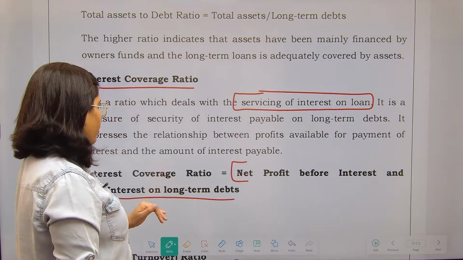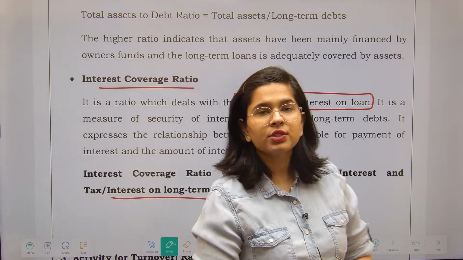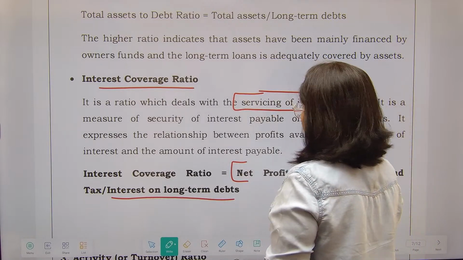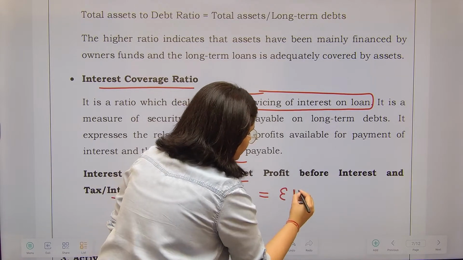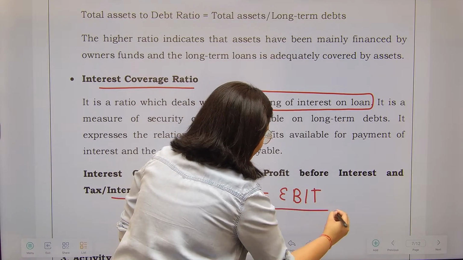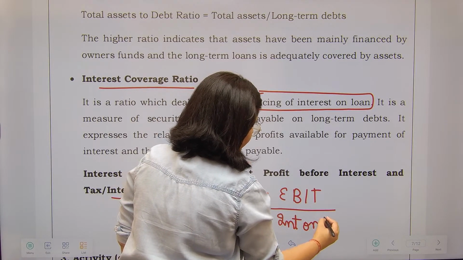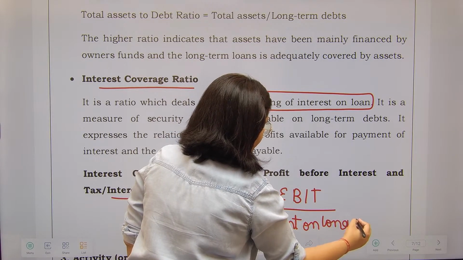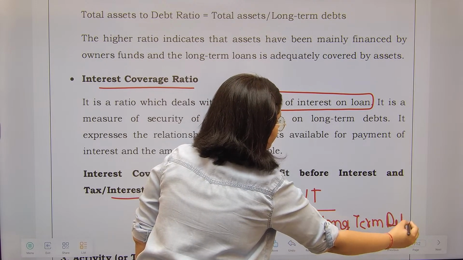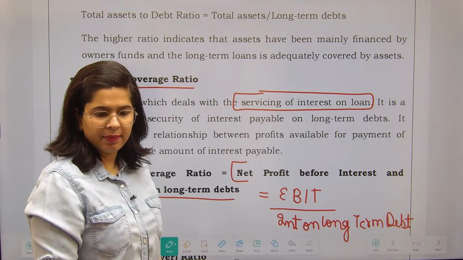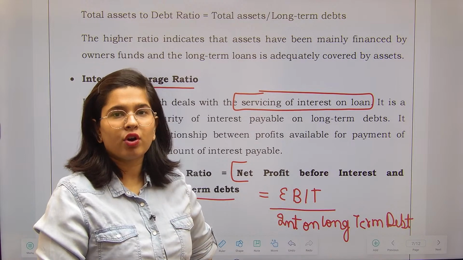So net profit before interest and taxes divided by the interest on long-term debts. It is also known as EBIT. So in short, this is EBIT divided by your interest on long-term debt. What is the amount you are earning before paying out your interest as well as the taxes? That is what is looked at.